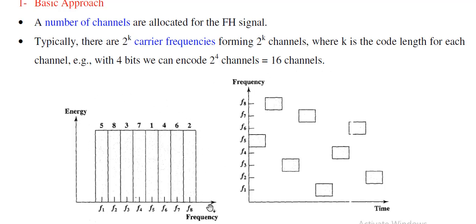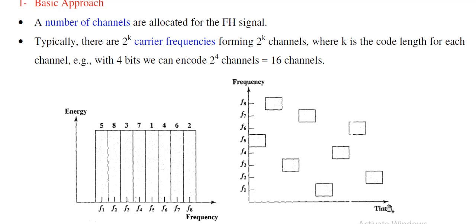In the example here, we have 8 channels, which means that K is equal to 3, from 0, 0, 0, that encodes the first channel, until 1, 1, 1, which encodes the 8th channel. And now, here is the idea of hopping, that we have a signal, and now we have to modulate it, hopping from one channel to another.